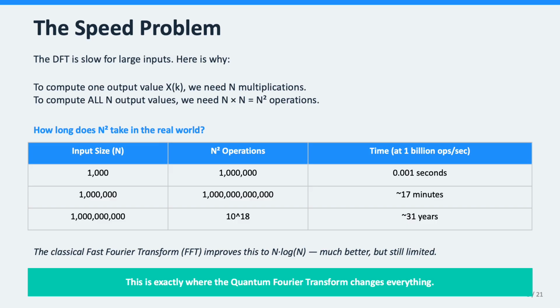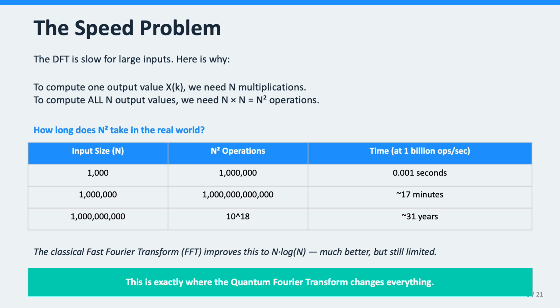Slow spinning corresponds to low frequency, fast spinning corresponds to high frequency. This idea of spinning arrows on a circle is exactly what the quantum Fourier transform inherits and works with. So there is a fundamental problem with the DFT. It is slow for large inputs.